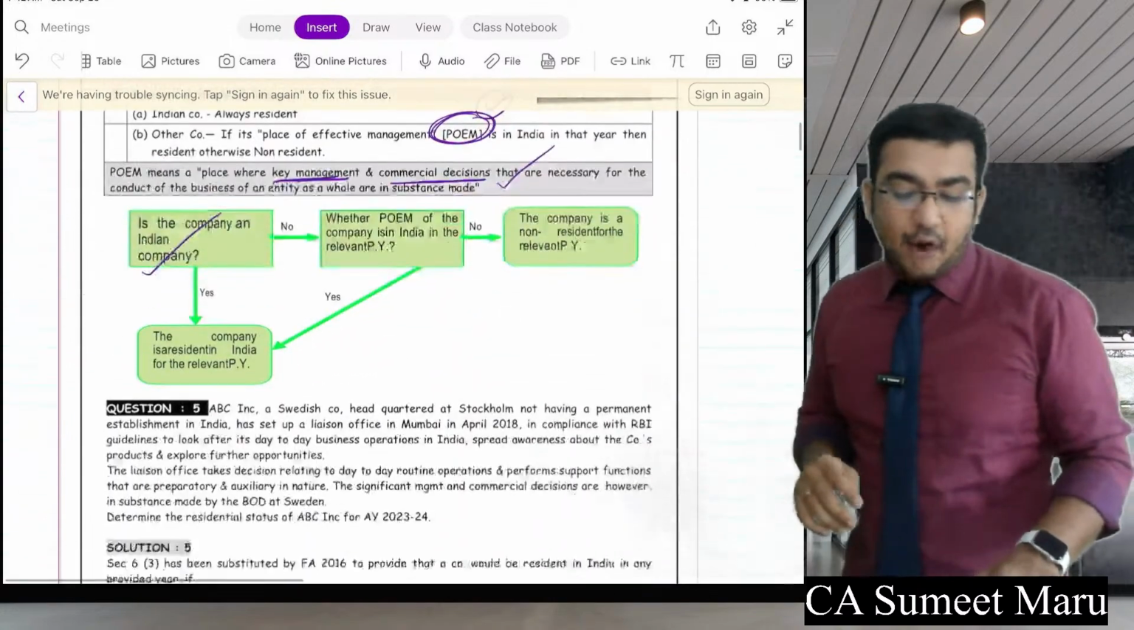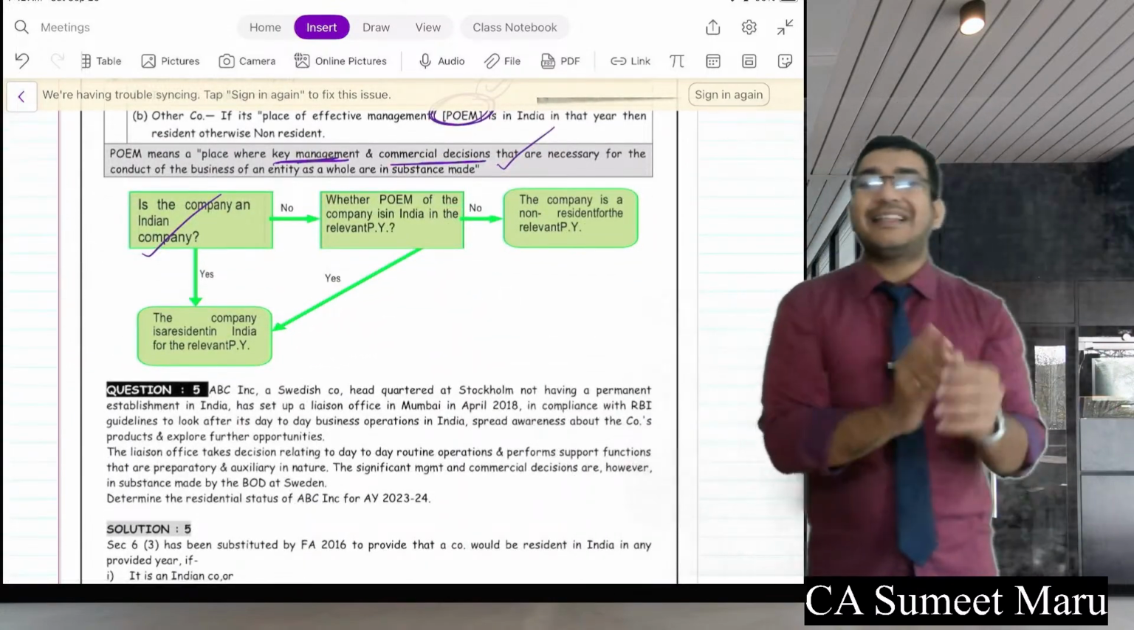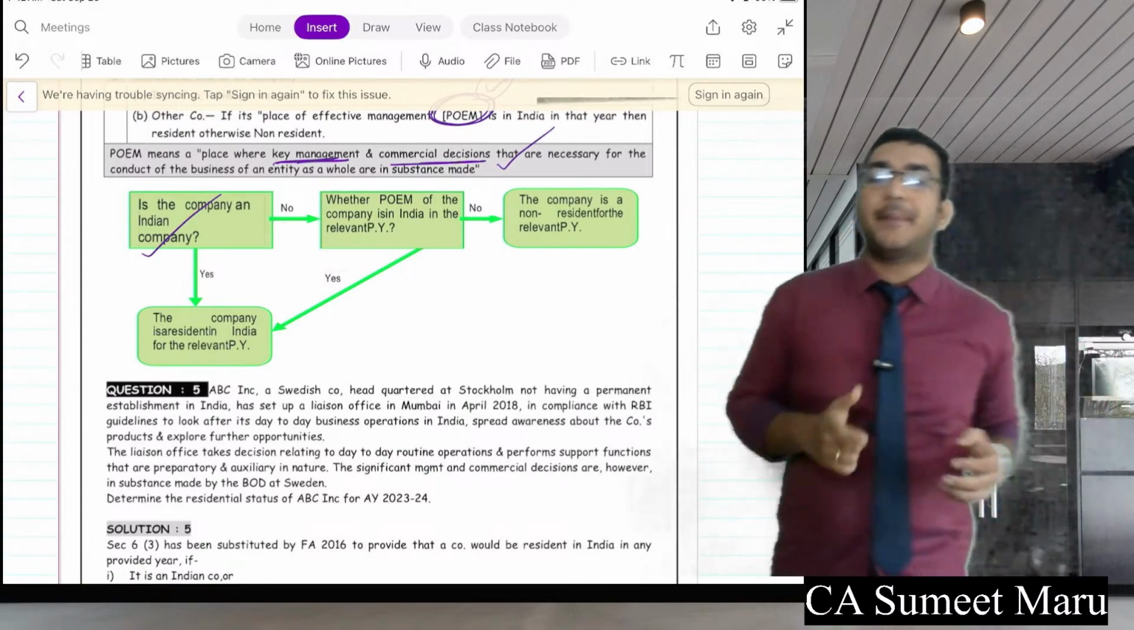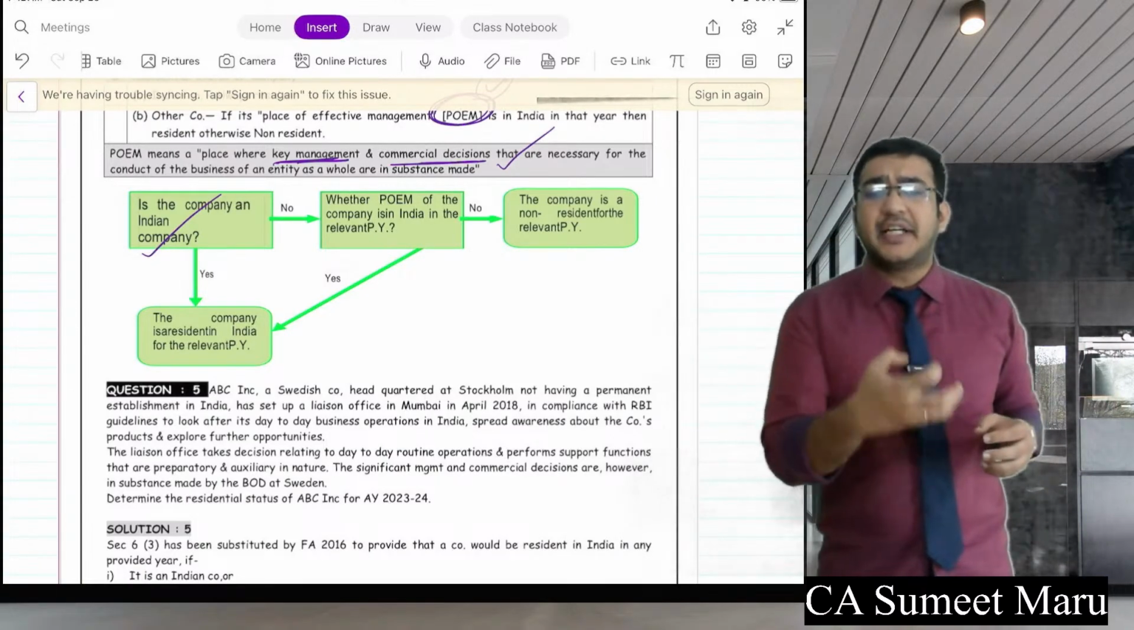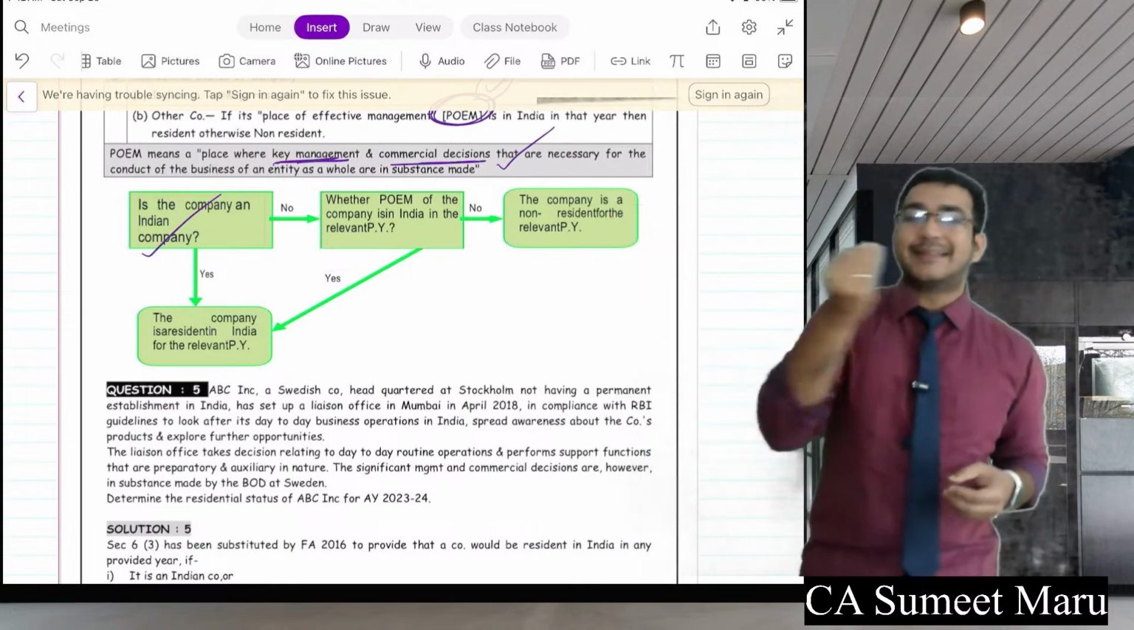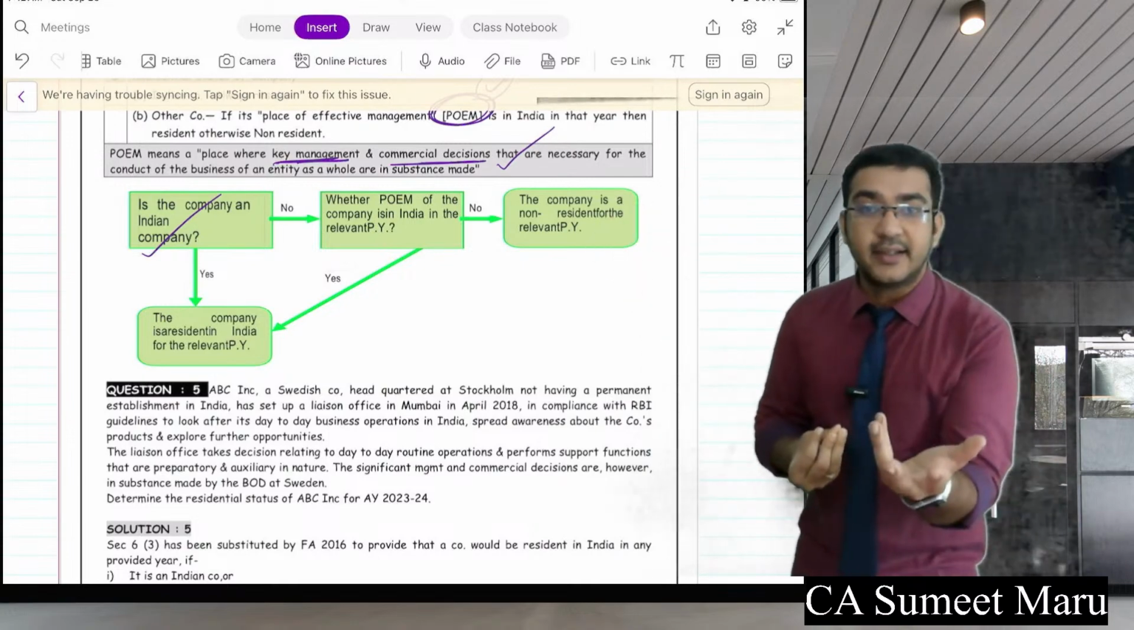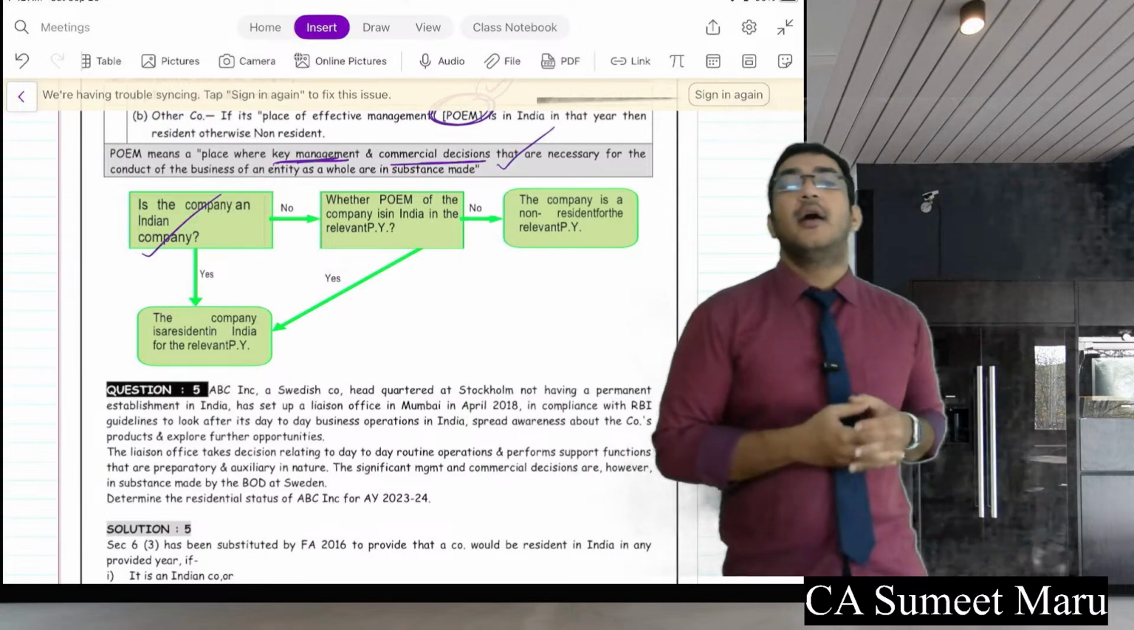For company, we see what? POEM, place of effective management. What is place of effective management? It is from where your control and managerial decisions are taken. If this POEM is in India, your residential status is, yes, what? Resident, or else you are non-resident.